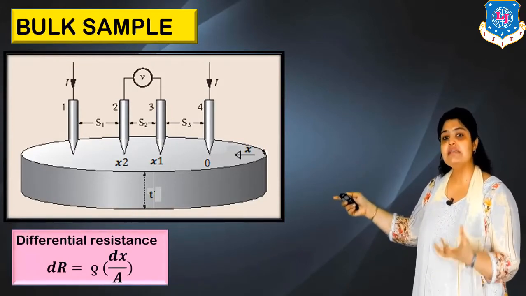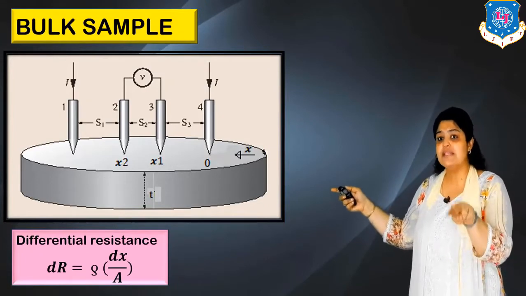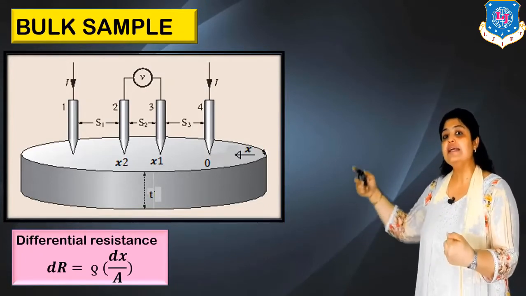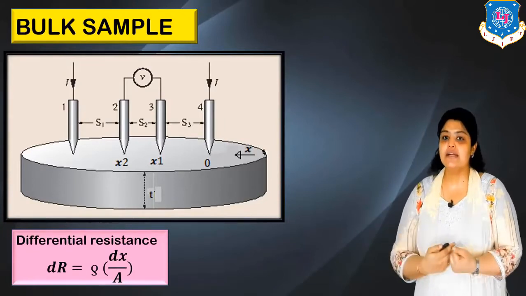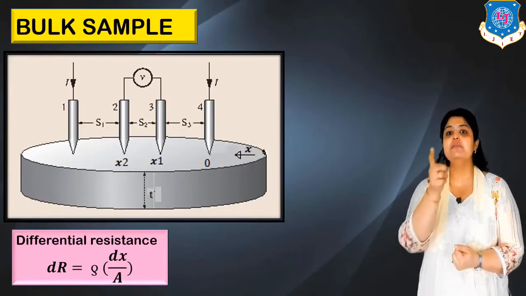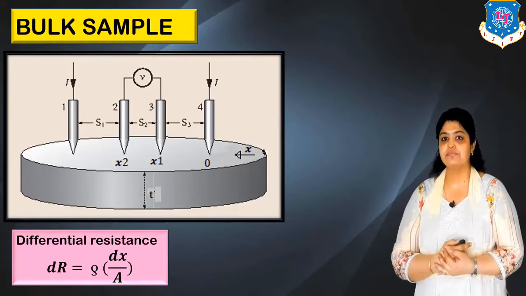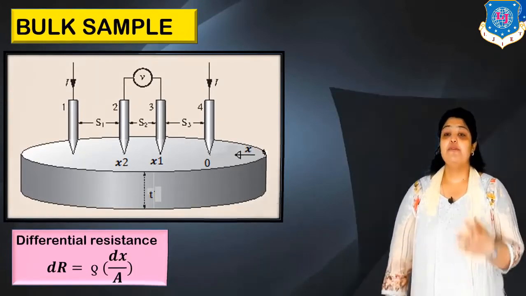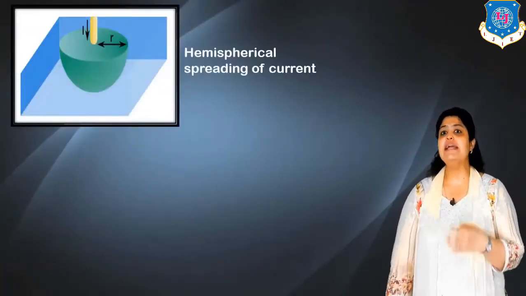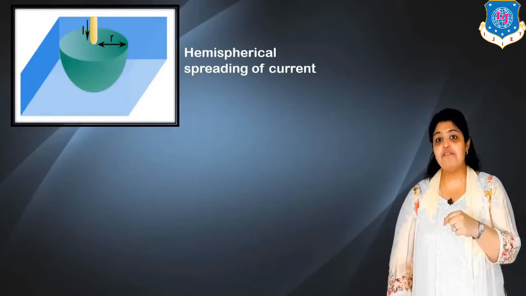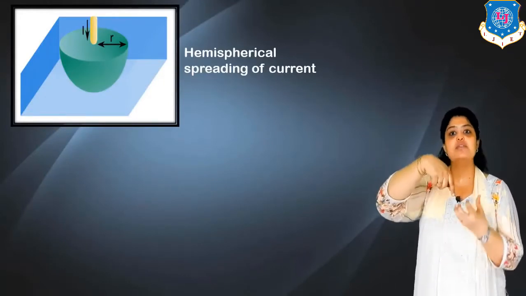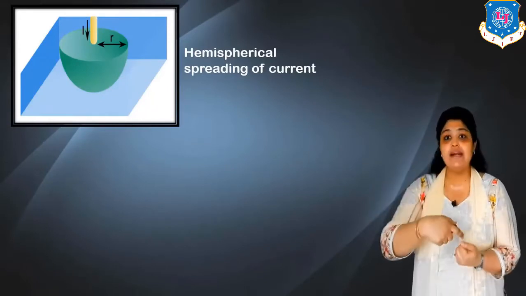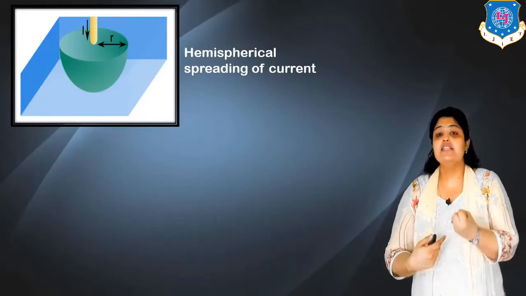So differential resistance dR between the 2 points x1, x2 is calculated as rho dx by A. Instead of L, we have taken dx because we have considered the points x1 and x2. Now, before starting the derivation part, let me explain that if you have a probe which is connected on the surface of the material, it is not penetrating the material, how will the current spread?